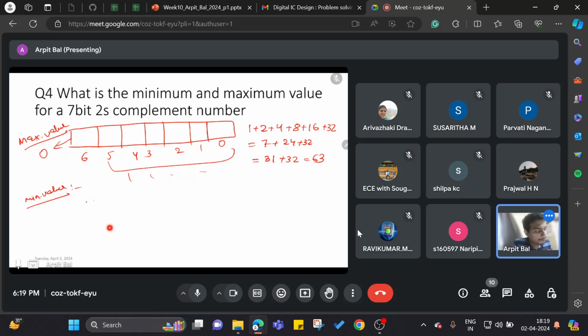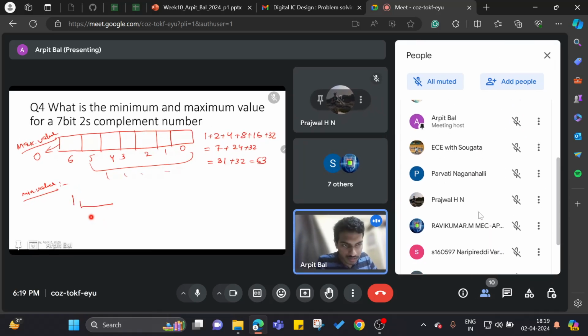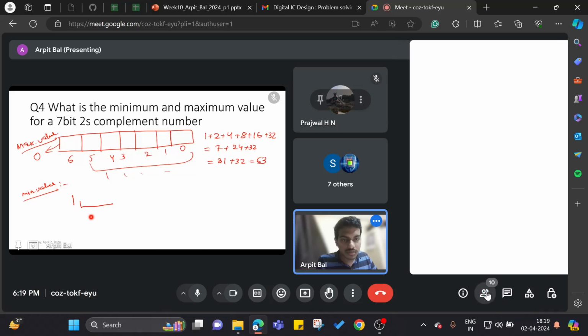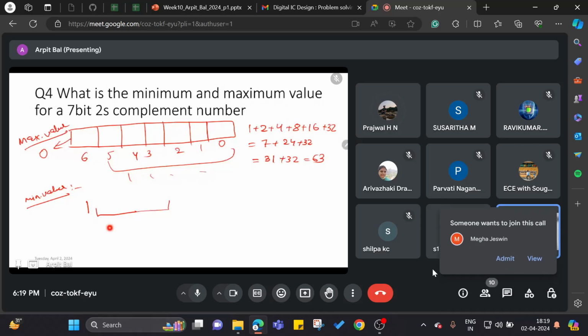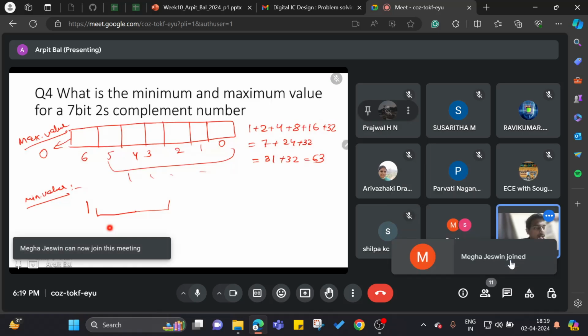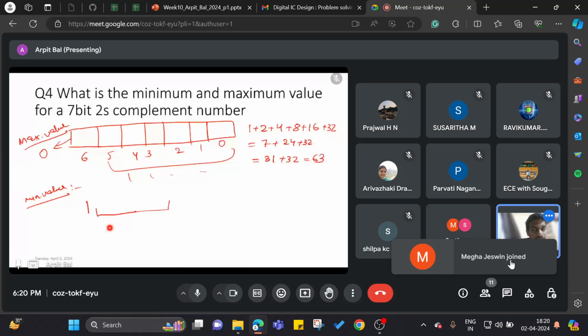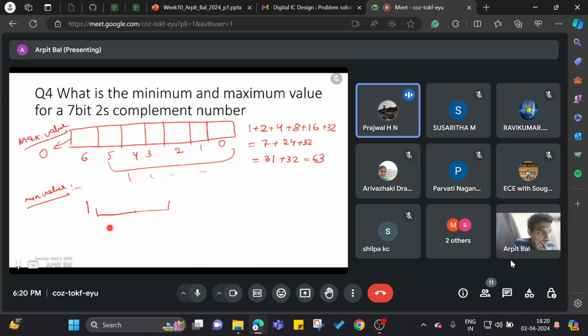So what will be my 6th bit? 1. And what will be the rest of the bits? 0. Are you sure that it is 0? Should it be 0 or all ones? All ones will give us minus 1, so that's not the minimum value.